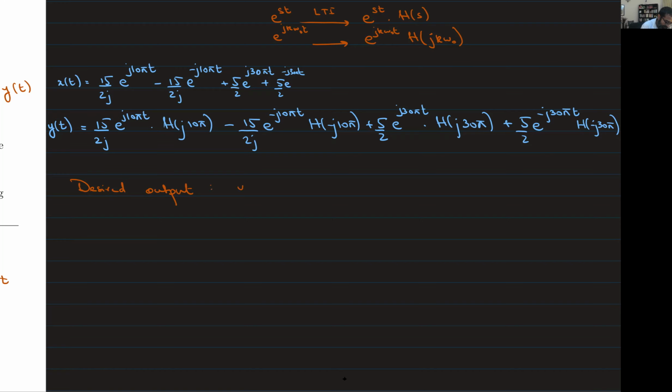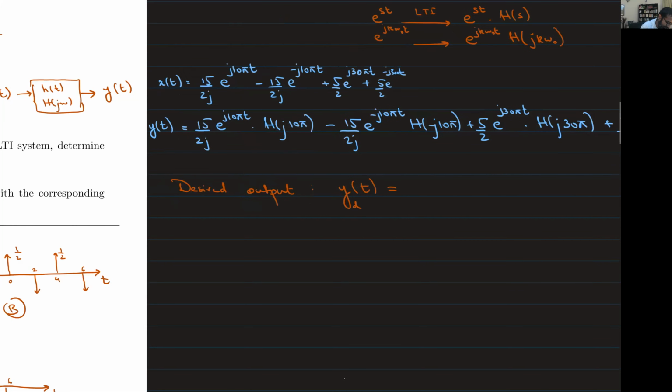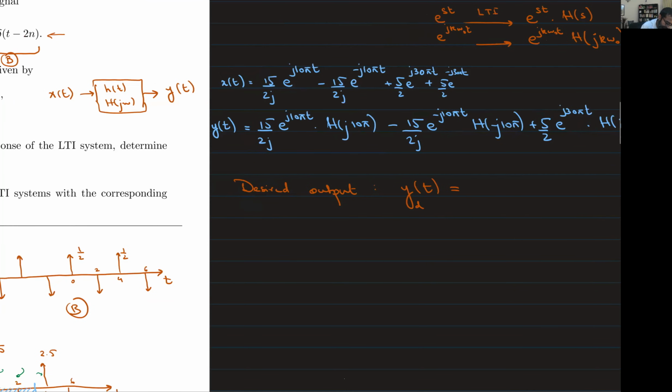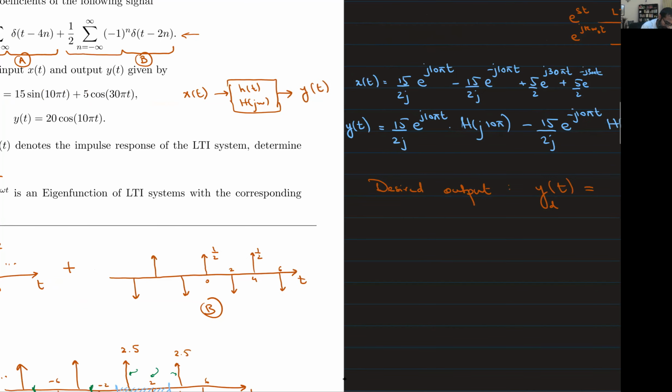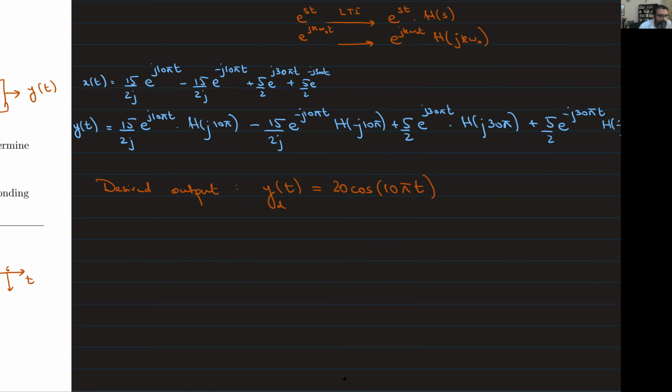Is y of t, let's set the desired output equal to what was given? 20 cosine 10 pi t. Right? So, then what do we do?